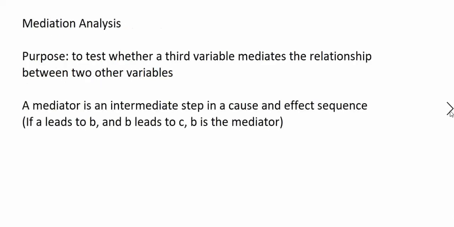Mediation analysis is used to test whether a third variable mediates the relationship between two other variables. Before you can understand this statement, you have to understand what the word mediation or mediator means. A mediator is an intermediate step in a cause and effect sequence. Basically, if A leads to B and B leads to C, B is the mediator in that cause and effect sequence.